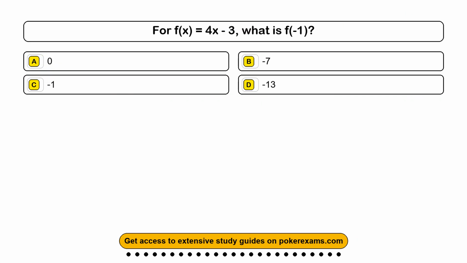Question 15. For f(x) equals 4x minus 3, what is f(-1)? Option A, 0. Option B, minus 7. Option C, minus 1. Option D, minus 13.